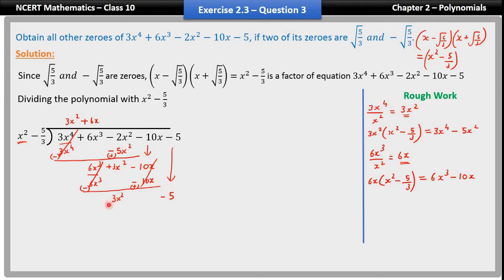Now again, let's continue with the division. So in this expression, the term with the highest power is 3x square. Here in divisor, the term with the highest power is x square. Let's do the division. 3x square by x square is equal to 3. Multiply this 3 with the divisor, that is x square minus 5 by 3. So that becomes 3x square minus 5. So this 3, write it in the quotient. And this 3x square minus 5, write it over here.